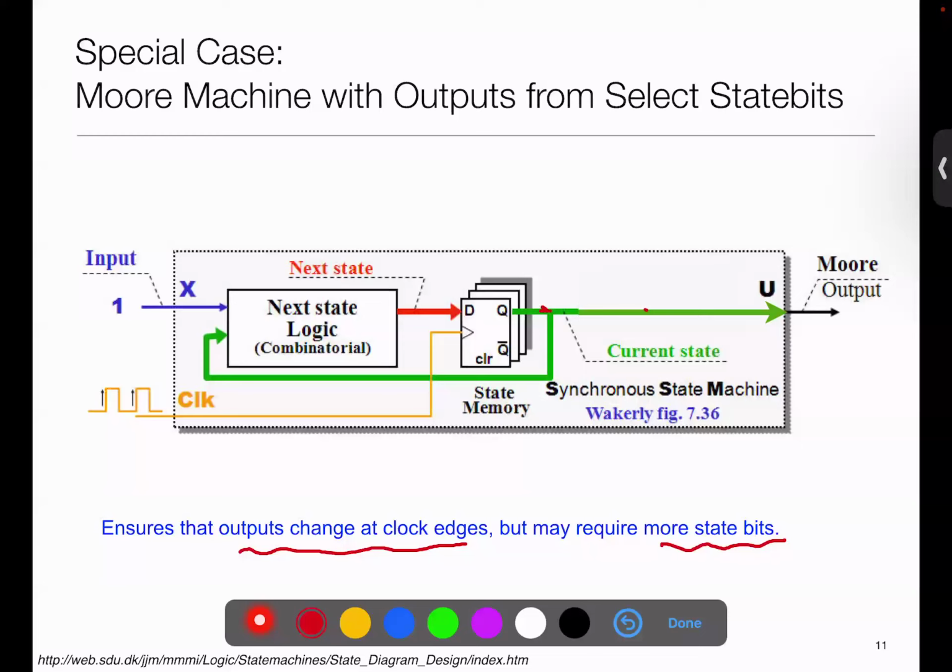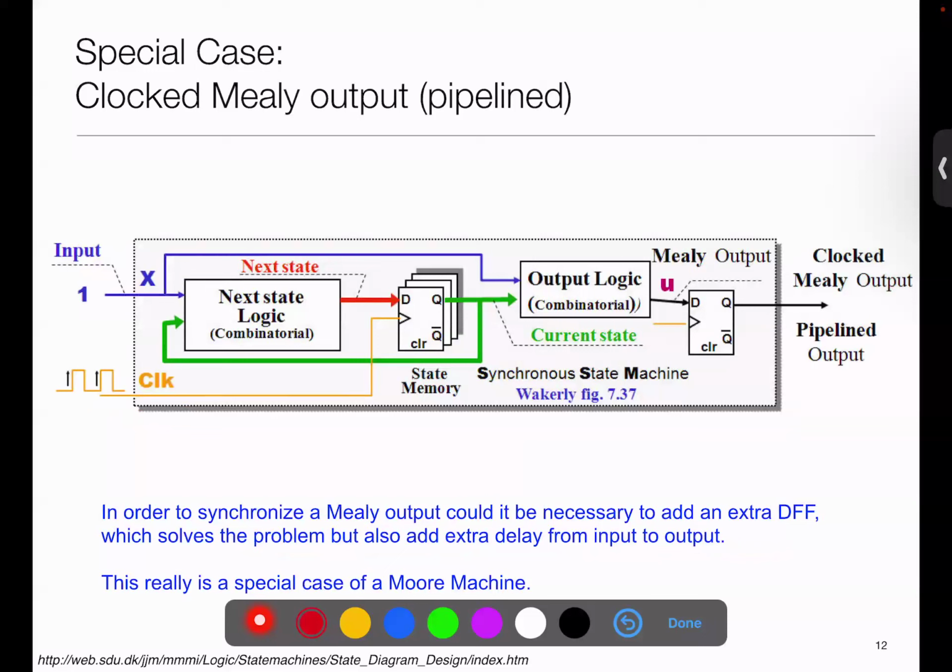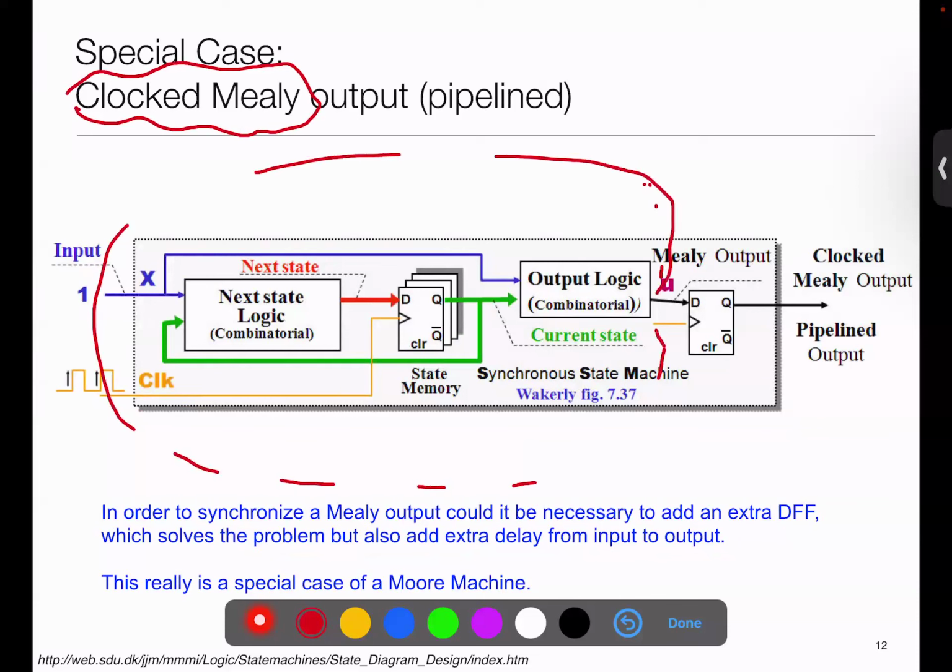Okay, so output is directly a function of some of the state bits; some of the output bits are literally some of the state bits. Then there is another version of the state machines, called a clocked Mealy machine. In this case, this part is like a regular Mealy, but then we slap a register onto it.